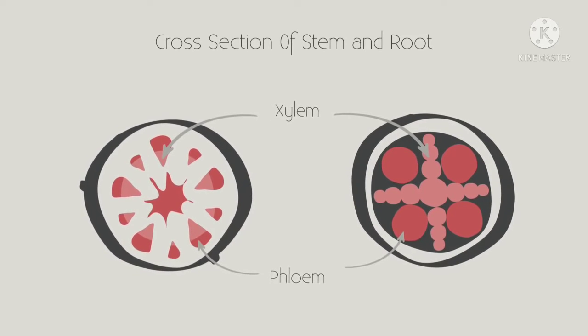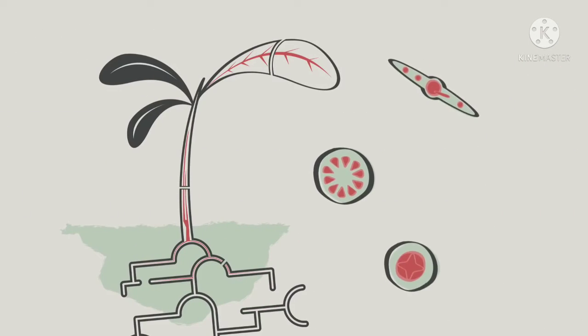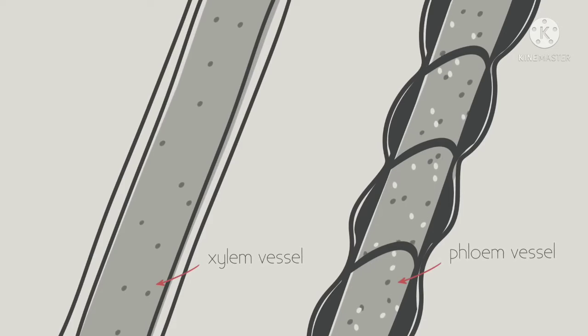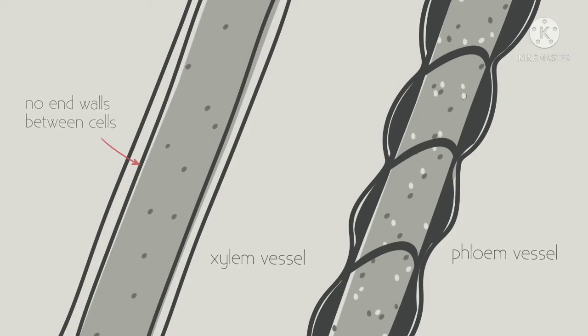Notice how the arrangement is different in the stem and the roots. The xylem and the phloem are found in groups called vascular bundles, and the position of these bundles changes for different parts of the plant. Both the xylem and the phloem are made up of rows of cells that form a continuous tube running the whole length of the plant.